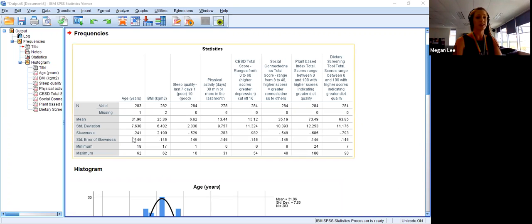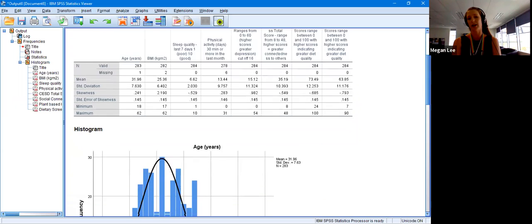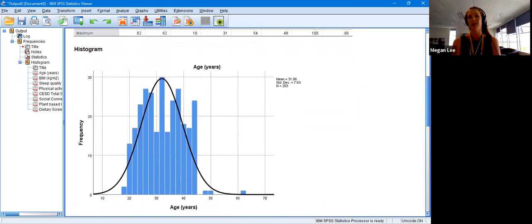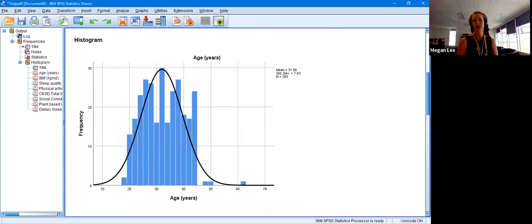Now our skew is 0.241 and our standard error of skew is 0.145. And before I mentioned that the general rule of skew is that if the skew is any more than 3 times the standard error, then we've kind of got a problem with skew. I tend not to really look at the statistics for skew because they're hard to interpret and understand. I usually just go and have a look at our histogram because it's a much easier way of determining skew.